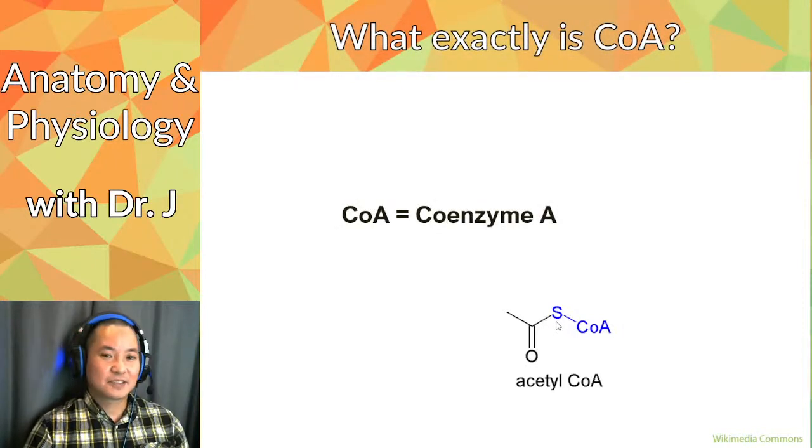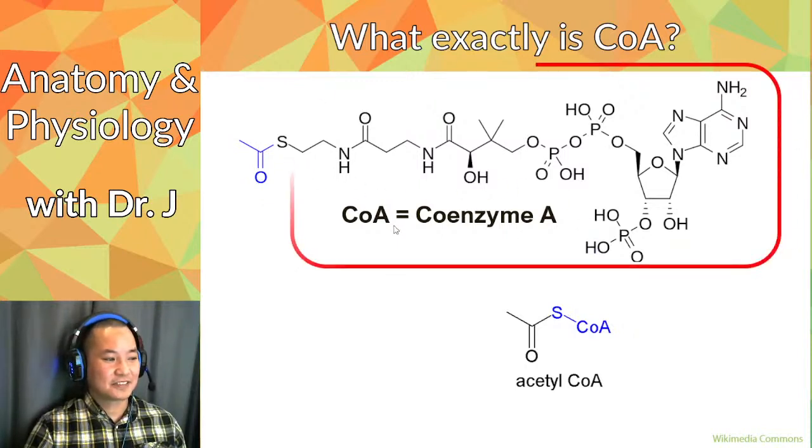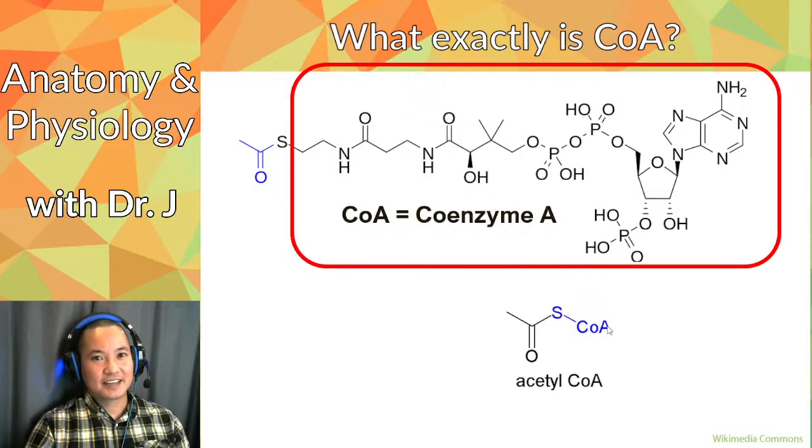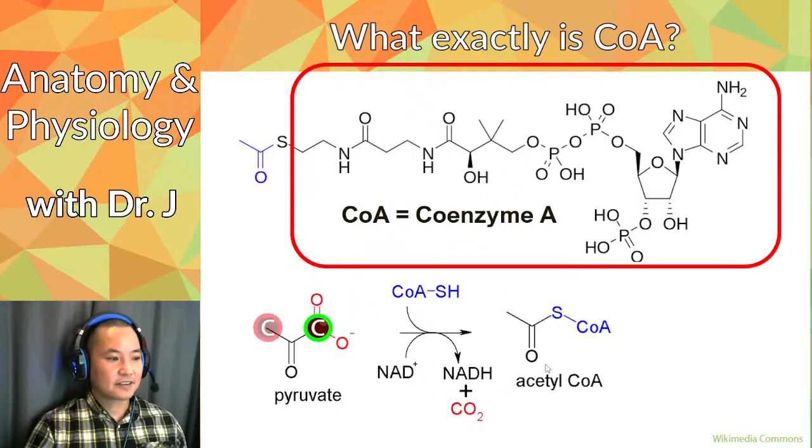CoA is coenzyme A, and if you drew out all the atoms and bonds, it would look like this. So this part is the acetyl, and this coenzyme A right here is all of this over here. That's why they represent it as CoA versus showing the entire structure. So when you convert pyruvate, you lop off that carbon dioxide, but now you're swapping in this coenzyme A for that carbon dioxide.